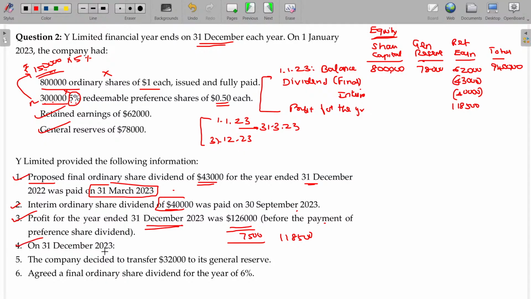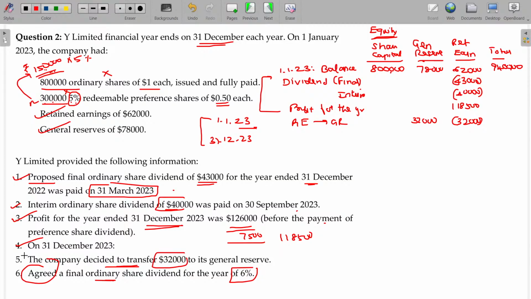On 31st December 23, the company decided to transfer $32,000 to its general reserve. So we are transferring from the P&L account, retained earnings, to general reserve. So in this account it is going to be subtracted and here it is going to be added. So retained earnings to general reserve, transfer to general reserve. Agreed a final ordinary share dividend for the year of 6%. Agreed, not paid. As it is only agreed, not paid, you need not bother about this one.